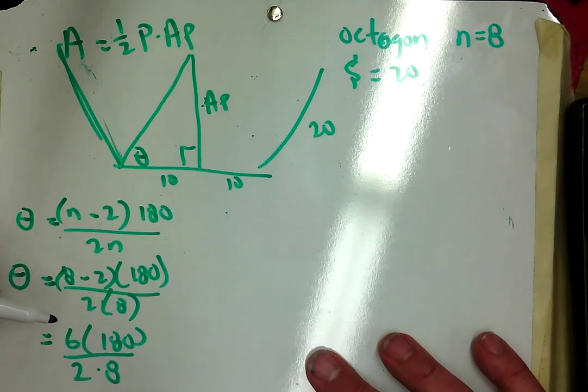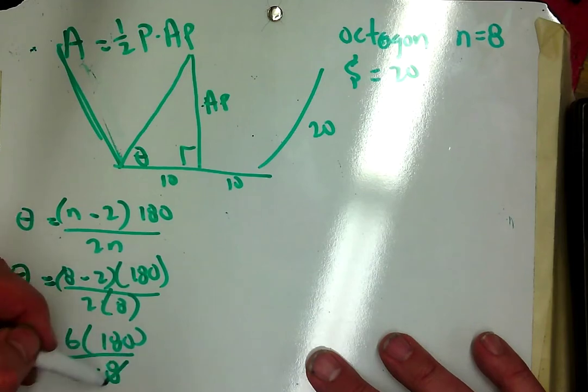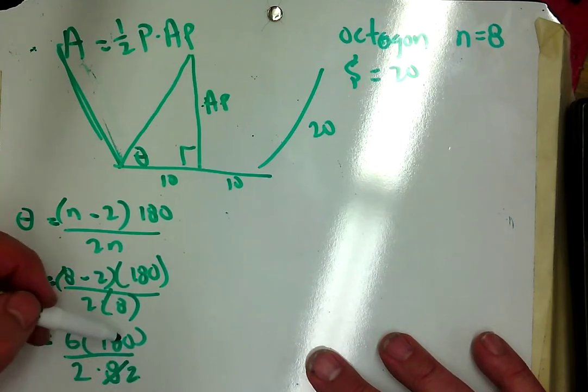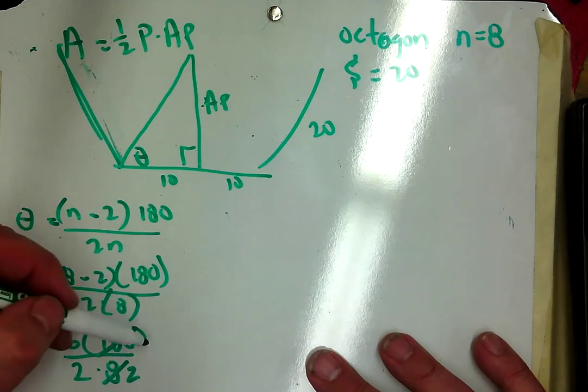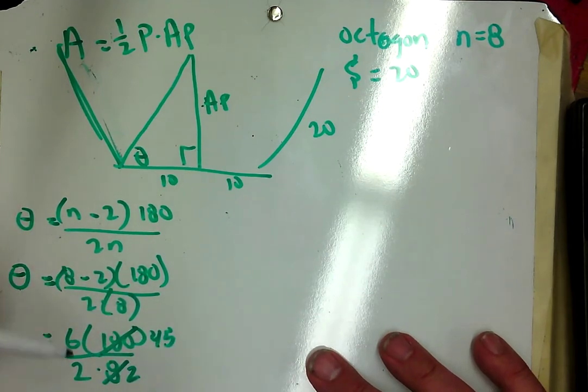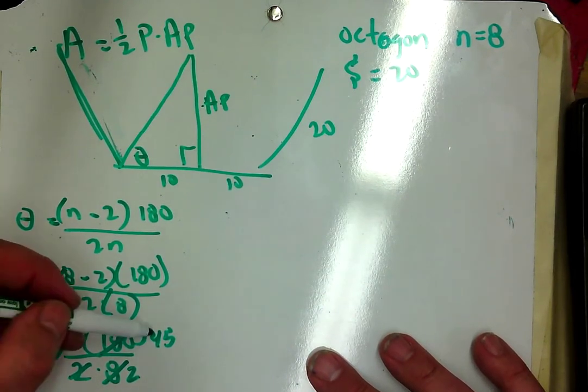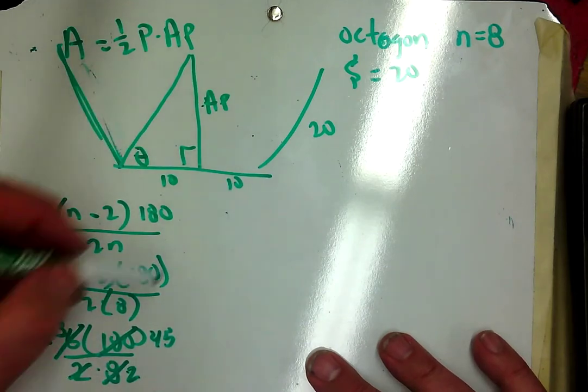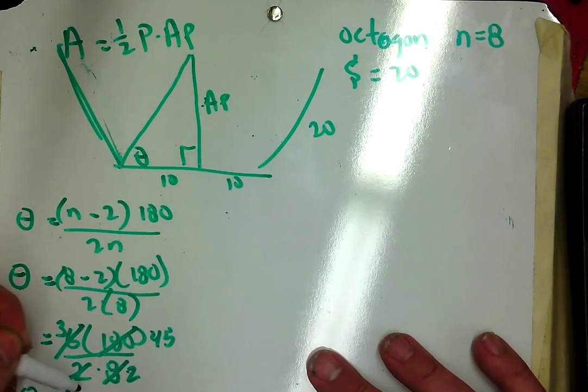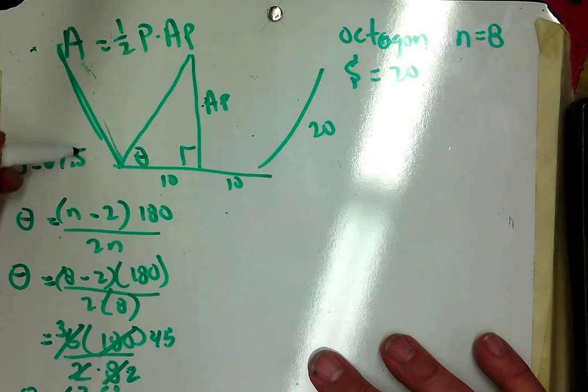Well, I can do some simplifying here. I know that 4 goes into this twice, and 4 goes into this 45 times. I know that 2 goes into this 3 times, and 2 goes into this once. So I get 3 times 45 over 2, or theta equals 67.5 degrees. Theta equals 67.5 degrees.